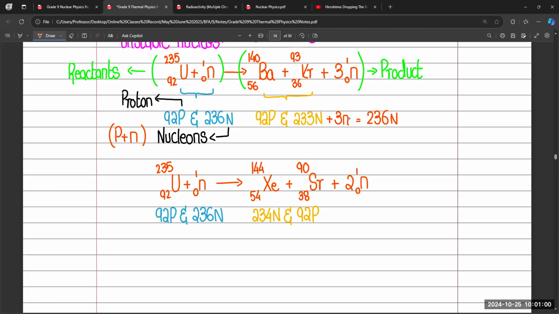Sir, I have a question. Mhm. Sir, it's written in uranium, it's like 235, but when you wrote on the bottom there, you said there's 236 neutrons.